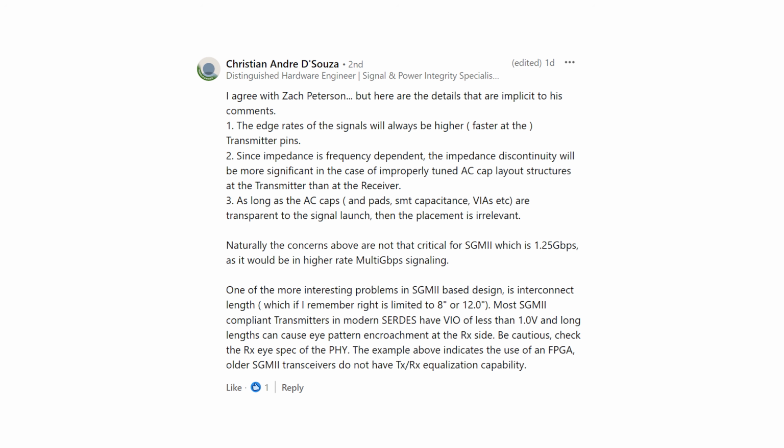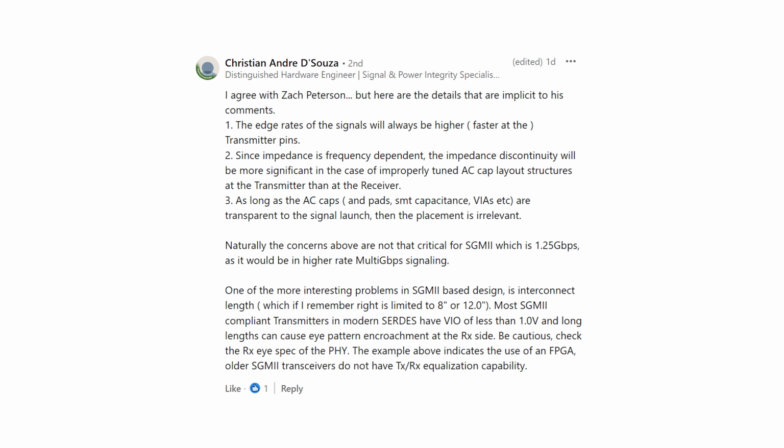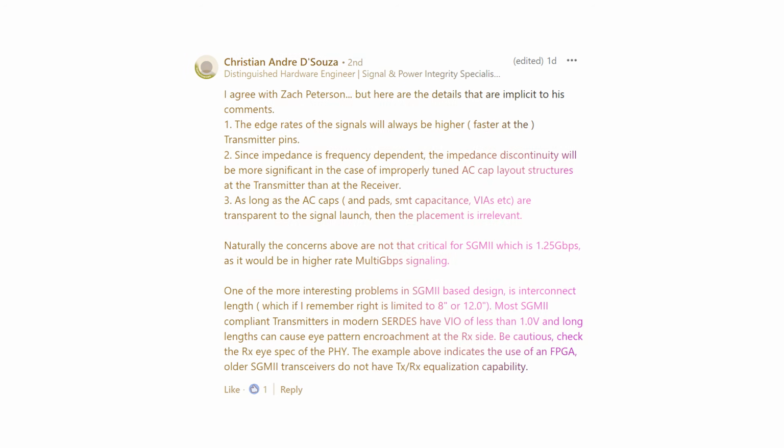So naturally, the concerns above are not that critical for SGMII, which is only running at about 1.25 gigabits per second, which would not be the case in some much higher data rate multi-gigabit per second signaling. These are all really great points, and he's actually saying something that jives with one of my comments in the original reply that I showed on screen, and that is the impedance matching has to be very precise within the required channel bandwidth. As you go up to a higher data rate, you're then going to extend that required channel bandwidth up to higher frequencies, and that means your impedance match has to be better up to even higher frequencies, at least up to the channel bandwidth limit, ideally exceeding the channel bandwidth limit.